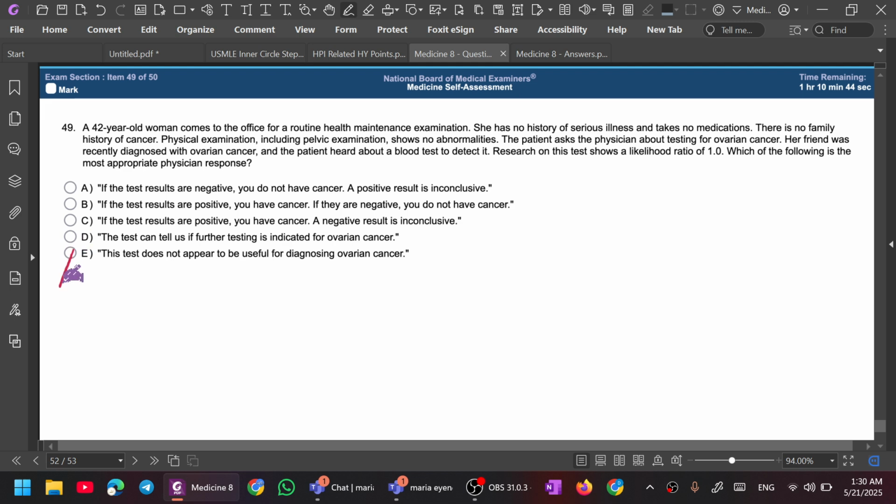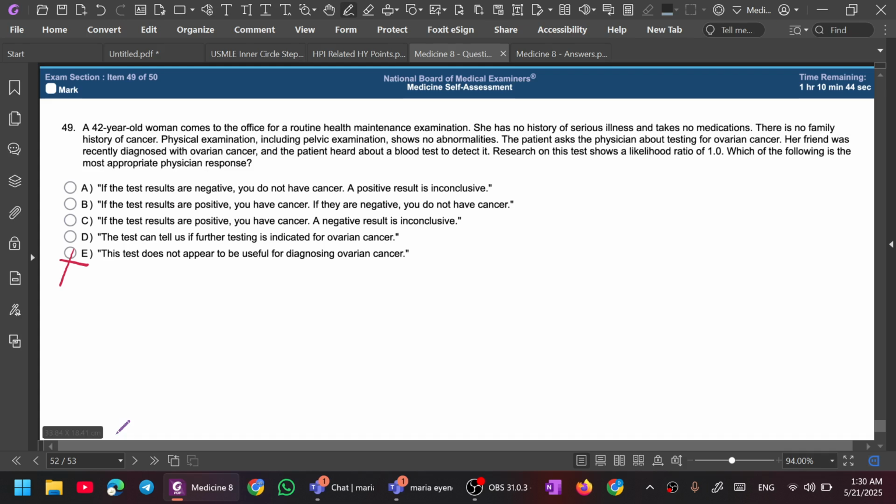Okay, so a positive likelihood ratio is the likelihood that a patient with the disease will have a positive test result compared to the likelihood that a patient without the disease will have a positive test result.